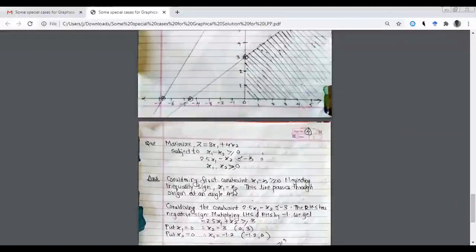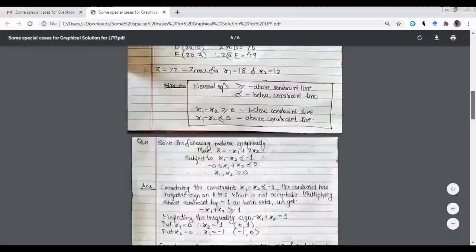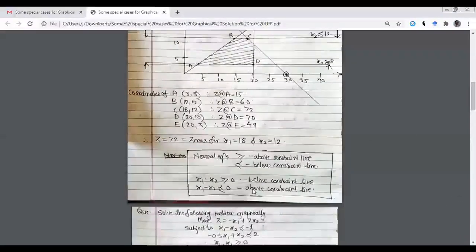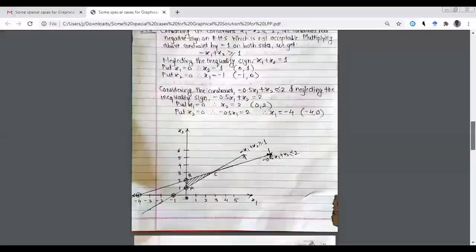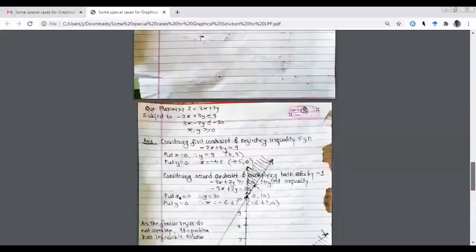So something should click in your mind now. The constraint is x1 minus x2 is greater than or equal to 0. Which is the region that needs to be considered? We have already discussed, right? If x1 minus x2 is greater than or equal to 0, the area below the constraint line is to be taken into consideration. That should be very clear in your mind.